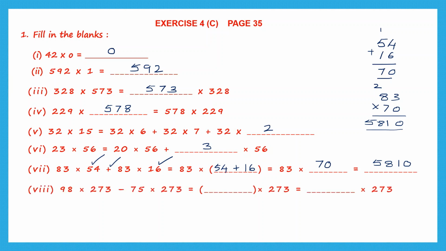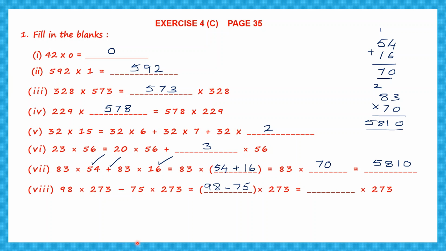Question 8. So here what do we have? 98 into 273 minus 75 into 273, which is equal to dash into 273. So 273 will remain the same. We have to take the other numbers that are missing, which is 98, the sign is minus, and 75. So what do we write? 98 minus 75, into 273. Again, the distributive property.